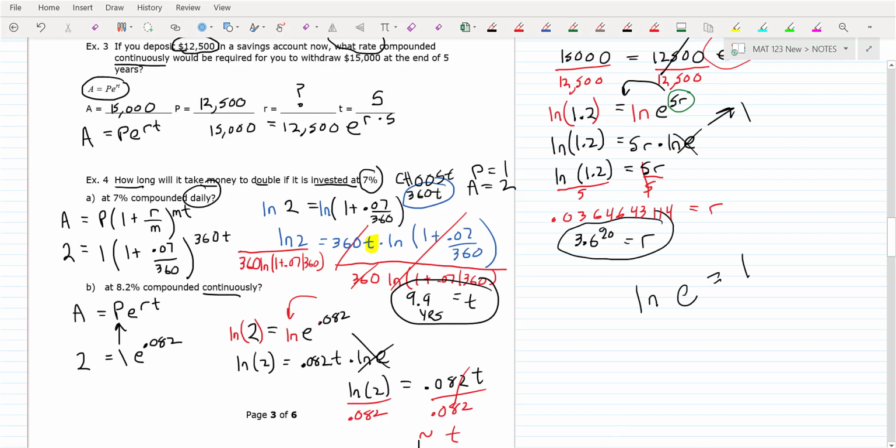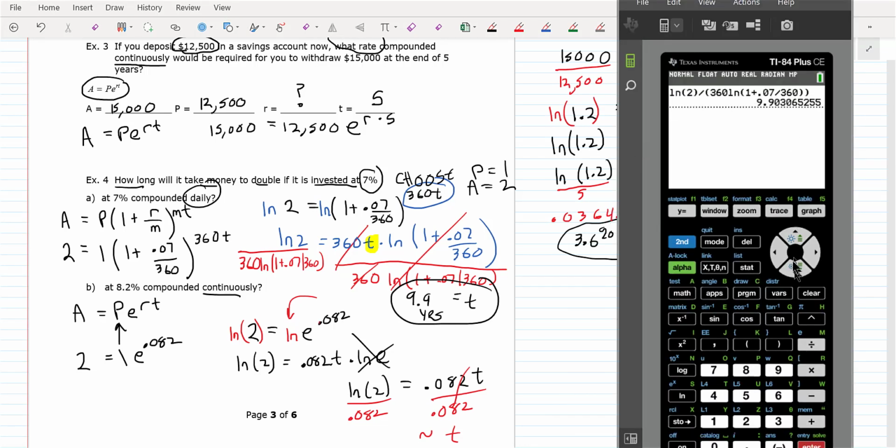That'll give you the amount of time. It's going to be a little different from the last one, different problems. So we do ln2, be sure you close parentheses on that, and then divide by 0.082. Yes?